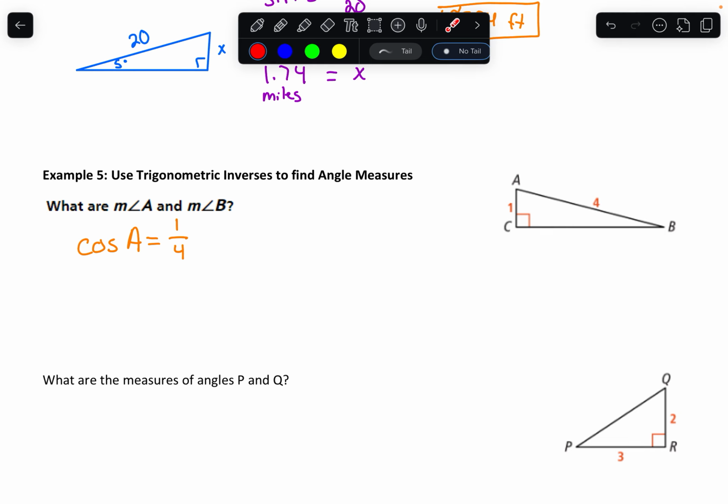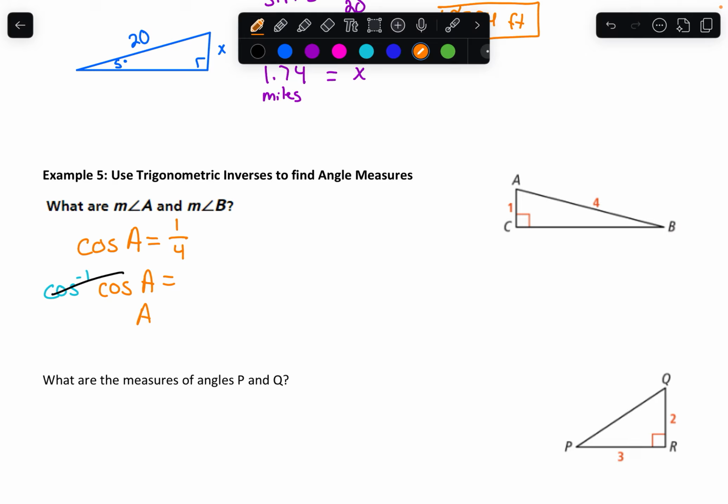And lucky for us, there is a way to undo cosine. It's called inverse cosine, and there's a button for it on your calculator. It's the button right up above the cosine button. You just hit second and then cosine. If I take the inverse cosine of the cosine of A, it gets rid of it. So the inverse cosine of the cosine cancels itself out, and I'm just left with angle A.